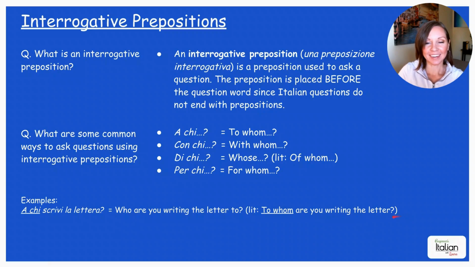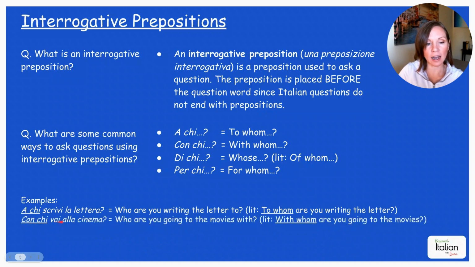As you can see, in English we start with the question word and end with the preposition. But in Italian, you can't do that. So you have to get used to putting the preposition at the beginning of your sentence if you're going to use it as an interrogative preposition. So, a chi scrivi la lettera? Con chi vai al cinema? Who are you going to the movies with? Again, in English we end with the preposition, but in Italian we start with the preposition. So, with whom, con chi, are you going to the movies?